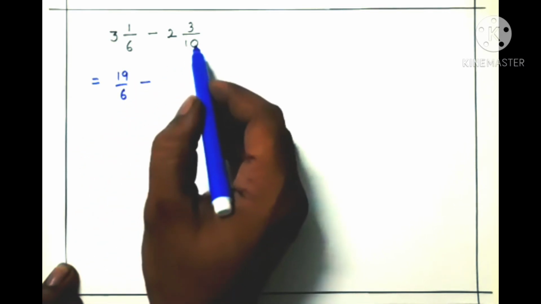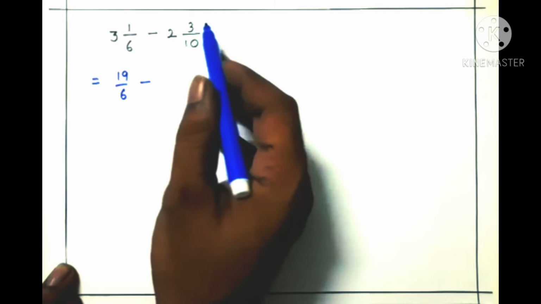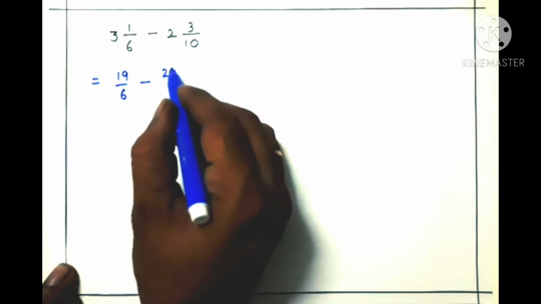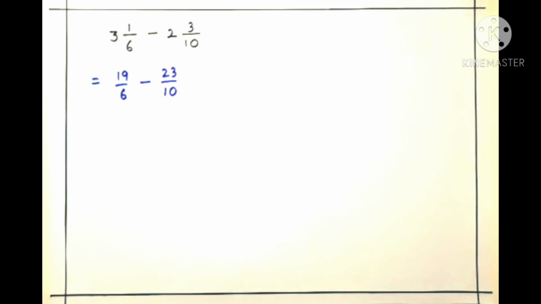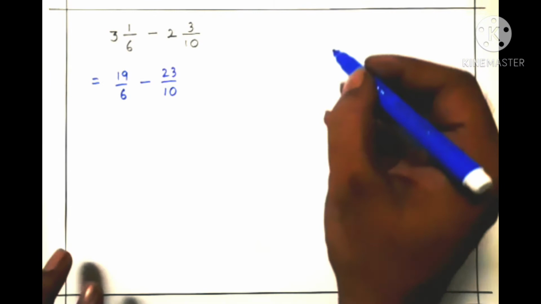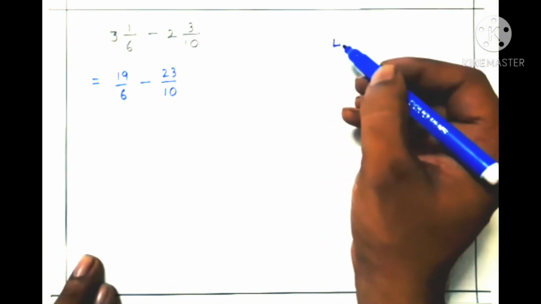Minus 10 twos are 20. 20 plus 3, 23/10. So we have got the improper fractions now. So we have to do 19/6 minus 23/10. As we can see, the denominators are different. So we will find out the LCM.